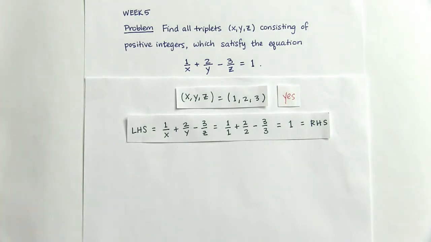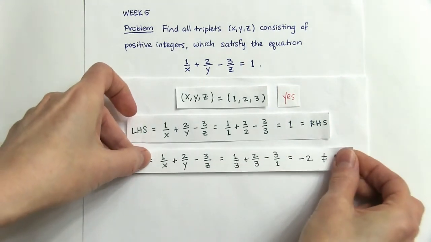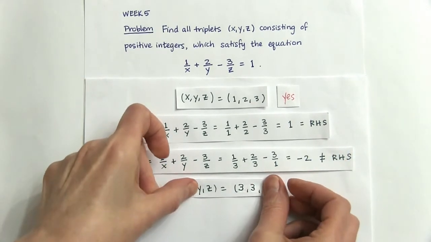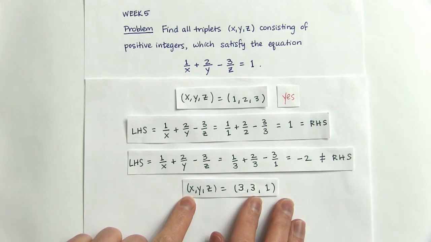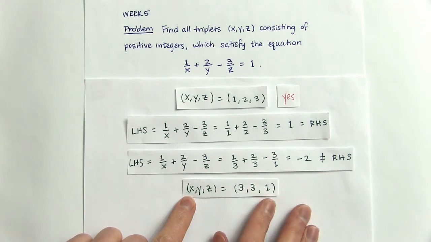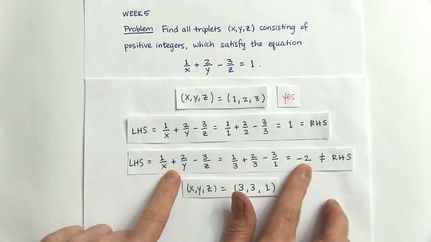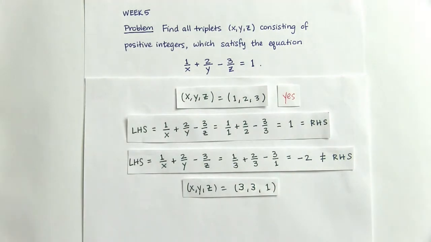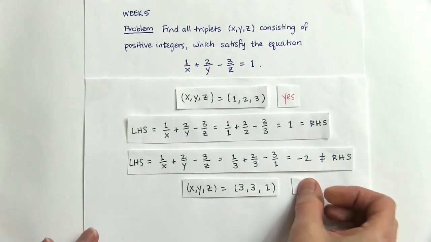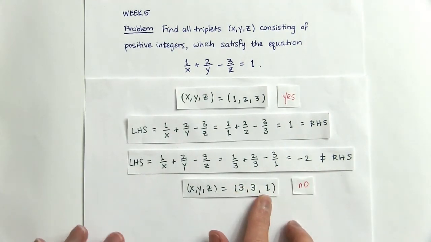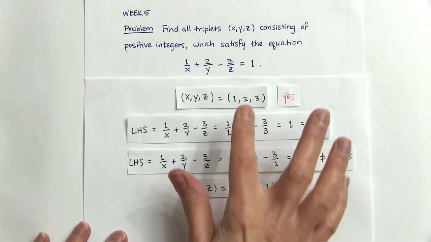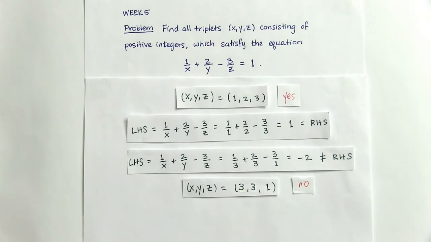And finally, as another example, while here is a triple of positive integers, 3, 3, and 1, the result when I plug these values into this equation gives me minus 2, which is not 1, and so no, even though this triple consists of all positive integers, it does not solve the equation, so it's not a solution to the problem.